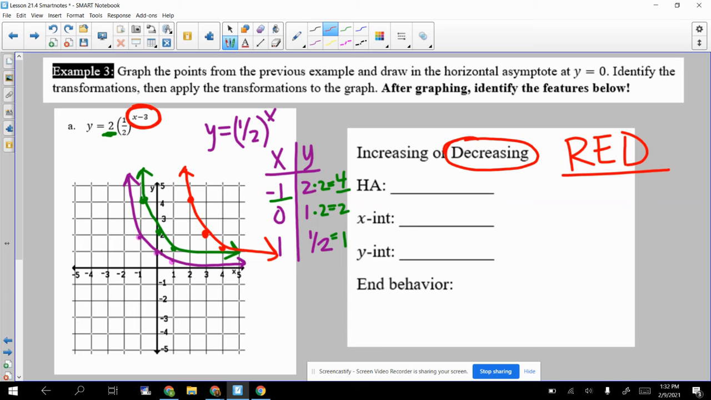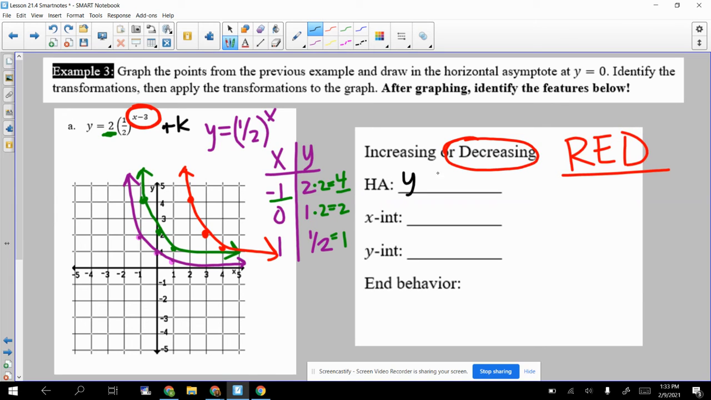Okay, then the horizontal asymptote, because this one did not move up or down, there was no plus k at the end here, so there wasn't anything here, plus k. So that means the horizontal asymptote is still going to be at y equals 0, because it didn't move up or down. And that means that there's still not going to be an x-intercept.